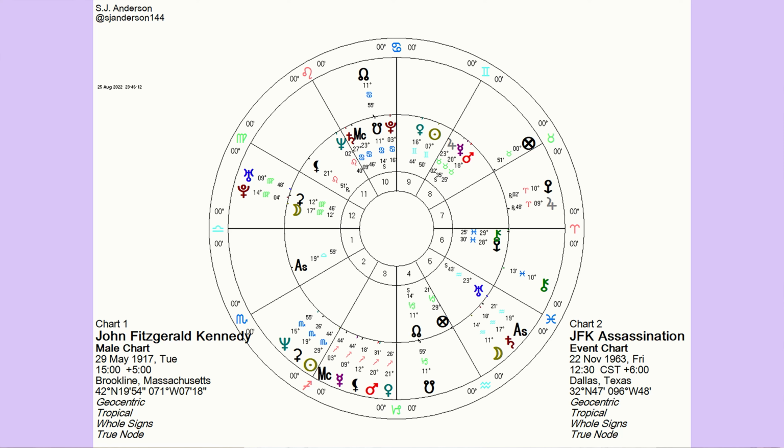I use the true node. The charts we were just looking at use the mean node. I checked a bunch of them, and the theme of the video still applies because the nodes are close enough to the ascendant-descendant axis, whether it's a true or mean node. But look at JFK, his nativity. He's got Ketu in Cancer in his 10th house.